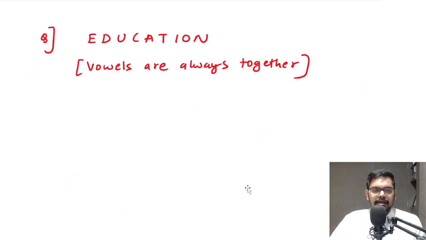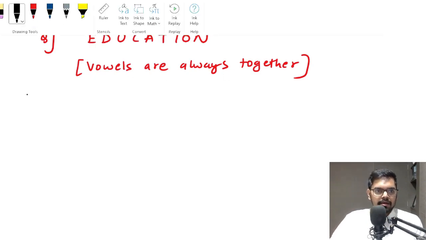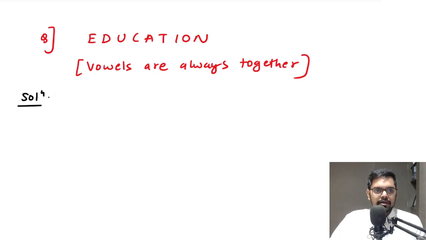First example in front of the screen: EDUCATION. These letters you have to arrange among themselves such that vowels are always together. So pause the video, think, then look at my solution. Now this is something new, right? Because this kind of concept we have not seen earlier. But it's very easy. You have to analyze first and then you have to get the answer. So first thing I'm analyzing is vowels are together. What is a vowel? Vowel means A, E, I, O, U.